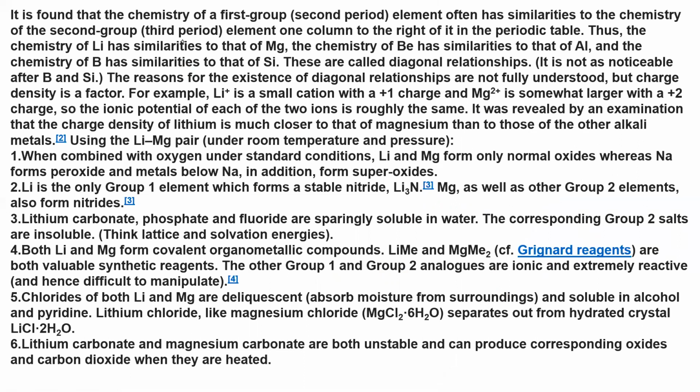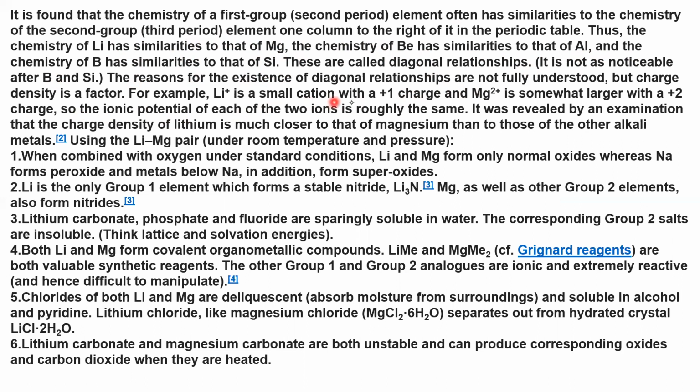It is found that the chemistry of a first group element often has similarities to the chemistry of a second group element, that is, the third period. Second period and third period elements of one column to the right in the periodic table. Thus, the chemistry of lithium has similarities to that of magnesium. The chemistry of beryllium is similar to that of aluminium, and the chemistry of boron is similar to that of silicon. The reasons for the existence of diagonal relationships are not fully understood, but charge density is a factor.